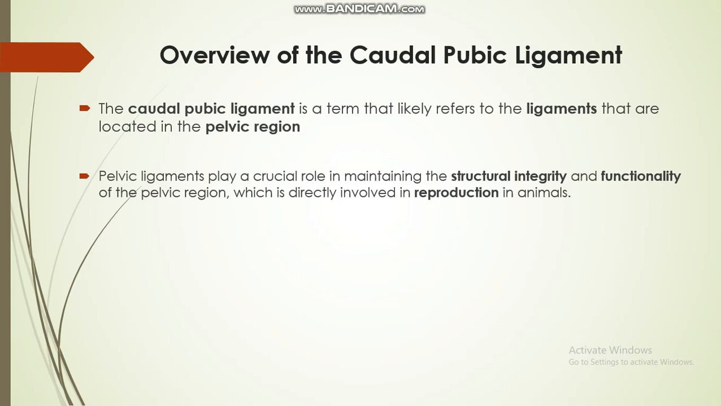The caudal pelvic ligament test is a term that likely refers to the ligaments that are located in the pelvic region. The pelvic ligaments play a crucial role in maintaining the structural integrity and functionality of the pelvic region, which is directly involved in reproduction in animals.